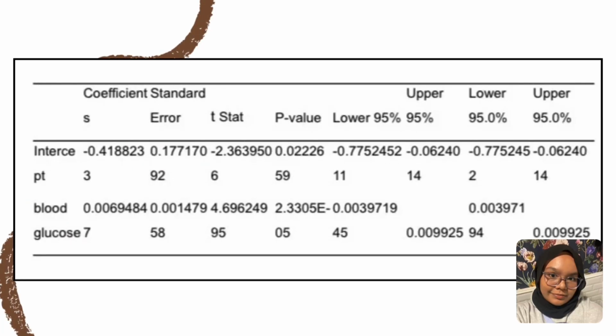The value of the slope is 0.0069, and this highlights that for every increase of metabolic syndrome, the blood glucose will increase by 0.0069.